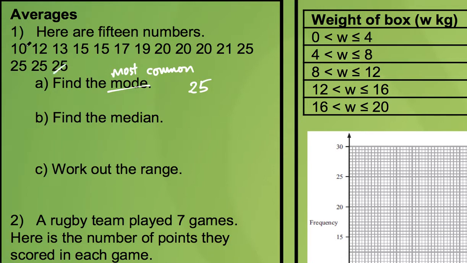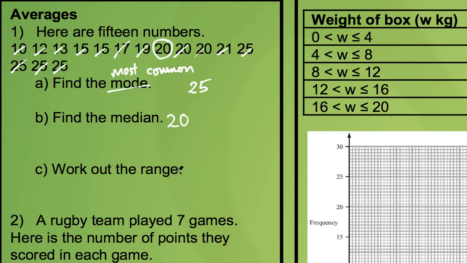Find the median. This is where I want to find the middle number when they're all in order. These are all in order, so ticking off from the start and the end. Do this carefully because otherwise you'll end up not quite in the middle. The one right in the middle is 20.